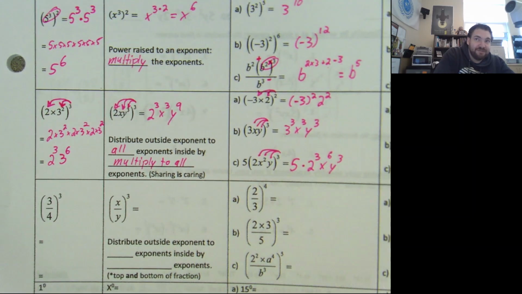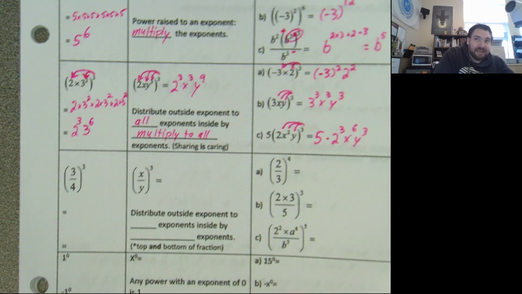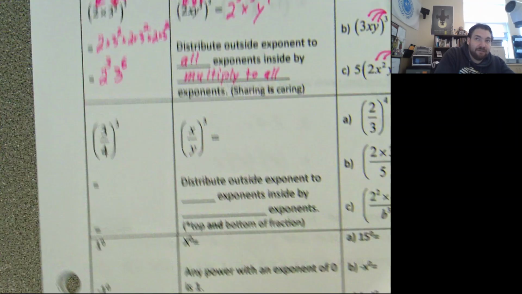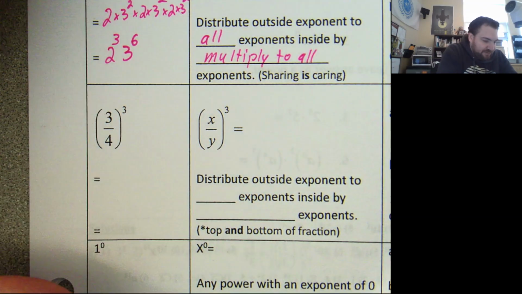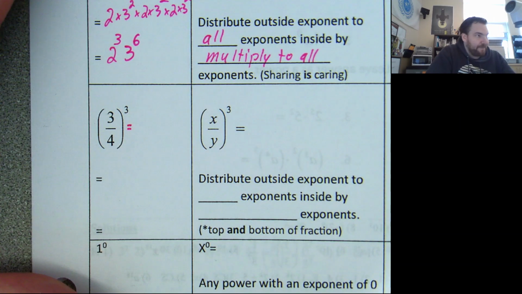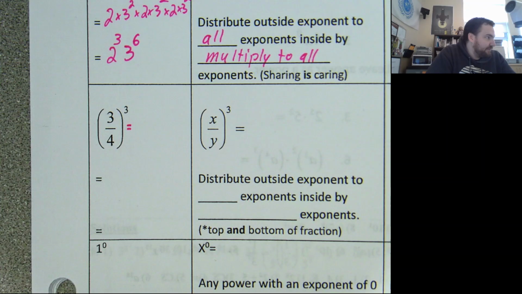Okay, 2 more rules. I know we're going quick. Bless you. Ethan and Hassan, you can make your deals later.